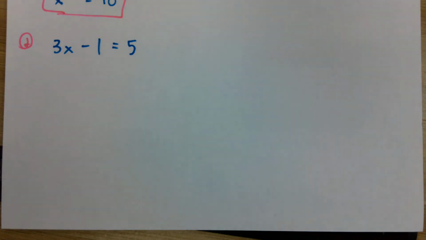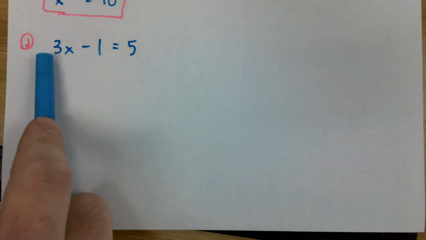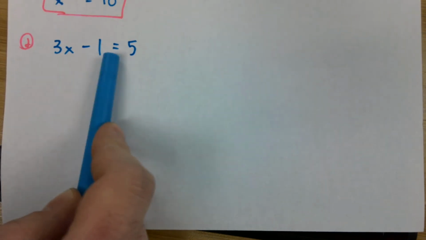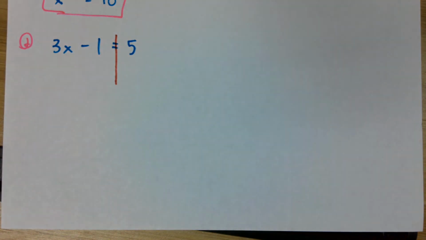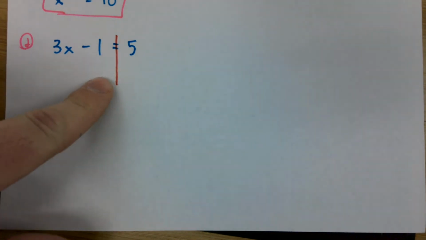So, let me ask you this. What are we doing to x? We're multiplying and we're subtracting, right? We're doing two things to x. We're multiplying x by 3 and we're subtracting 1 from that. I'm going to draw my line through my equal sign so I don't forget. Make sure you all do that as well. Draw a line through your equal sign just like that.